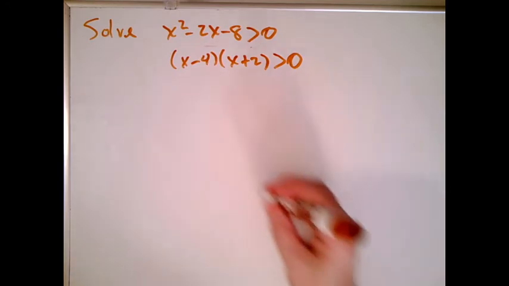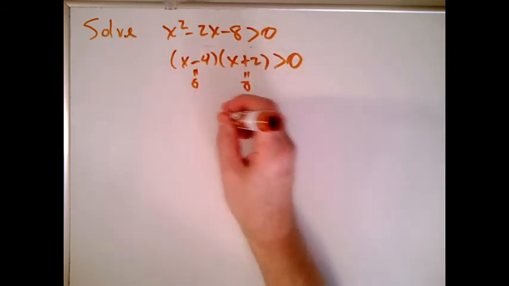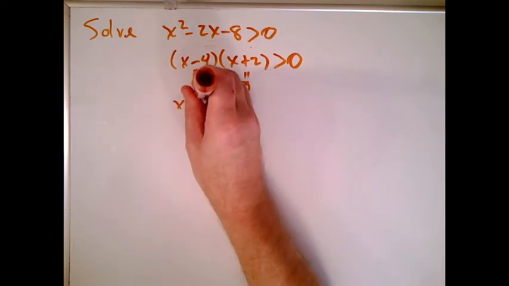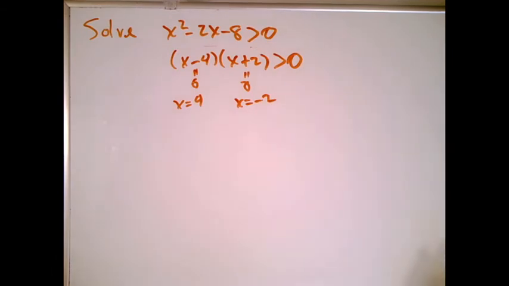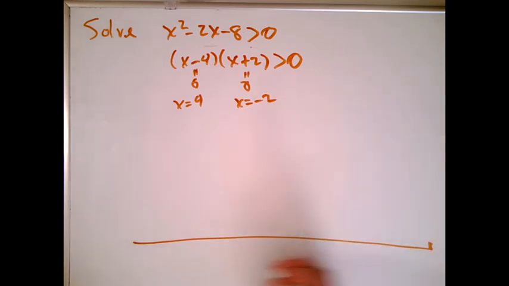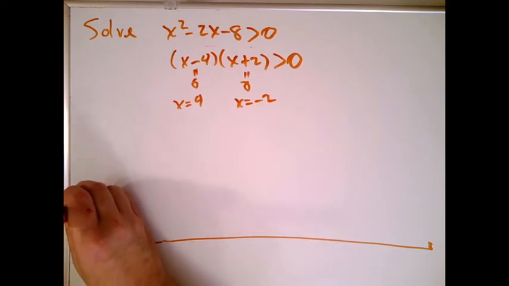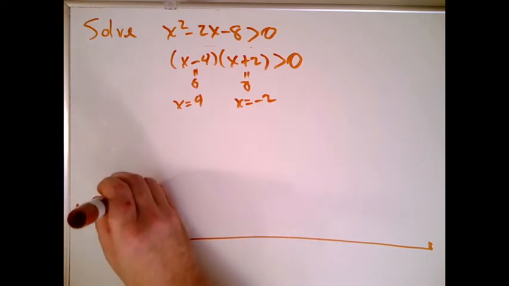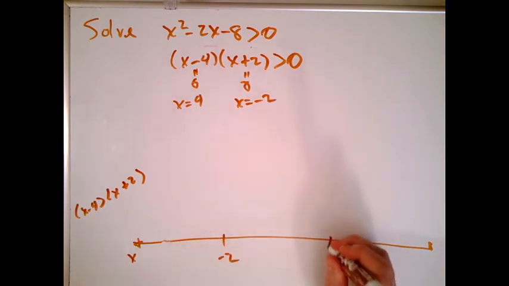What we do is set each of the factors equal to 0. So for example, here I'm going to get x equals 4. Here I'm going to get x equals minus 2. And what do we do with those? We go and make a sign chart out of them. The x values are going to go down here, and the function values are going to go up here. So I'm going to put a little copy of our polynomial right there, and I put each of these numbers on the sign chart. These are the only numbers that actually go on the sign chart.